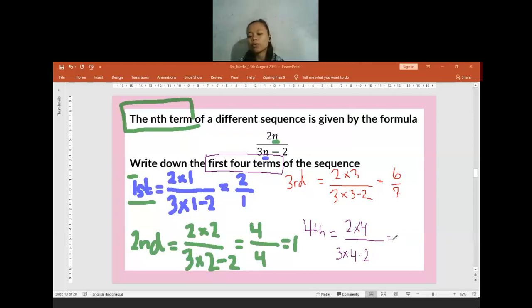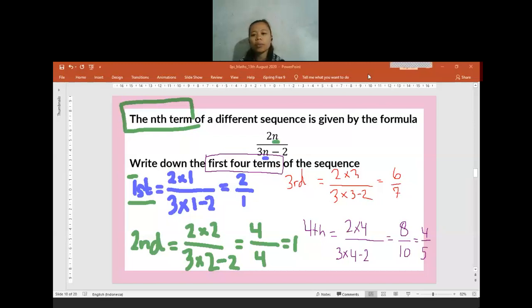So anyone want to help me for the fourth term? How much will it be? 2 times 4 per 3 times 4 minus 2. 2 times 4 is 8. 4 out of 5 if rounded. Oh yeah, so if we simplify, it will be 4 out of 5. Thank you. Is there anyone having any question or who is confused? Okay. If you have no confusion, I will move to the next question.